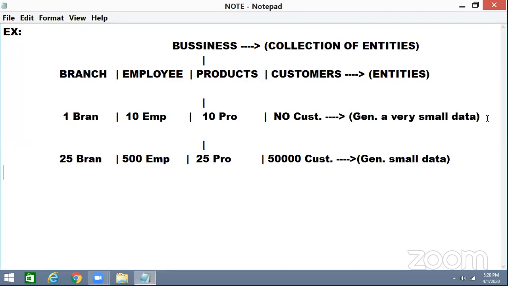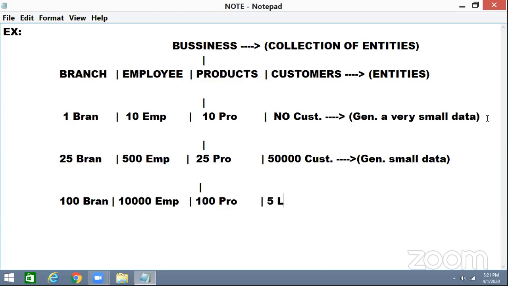Now later, after another 5 years, think about your business. Have you established 100 branches? Yes or no? So now 100 branches are established. In 100 branches, assume there are 10,000 employees working. And have you introduced 100 products? In the same way, now you have 5 lakh customers.